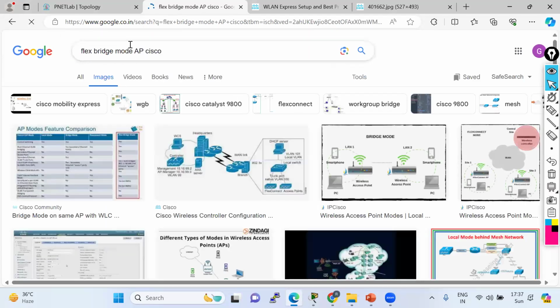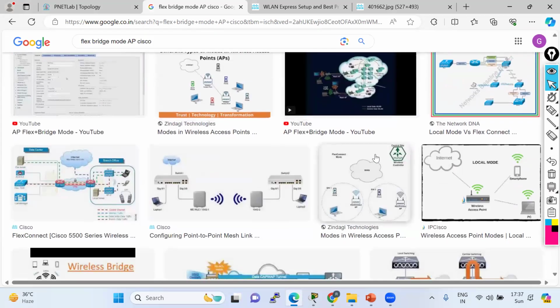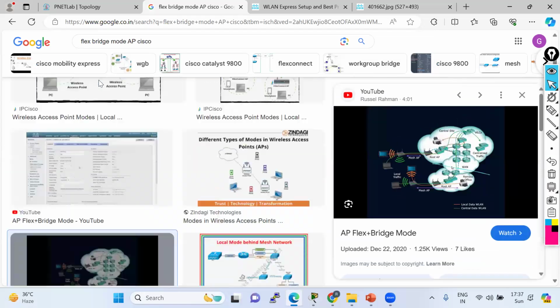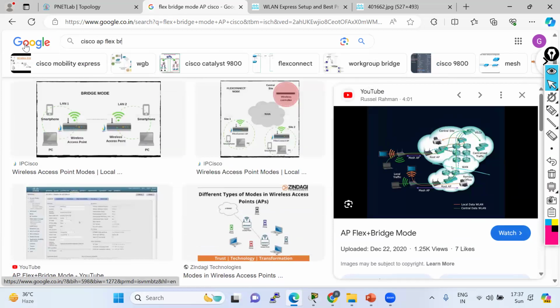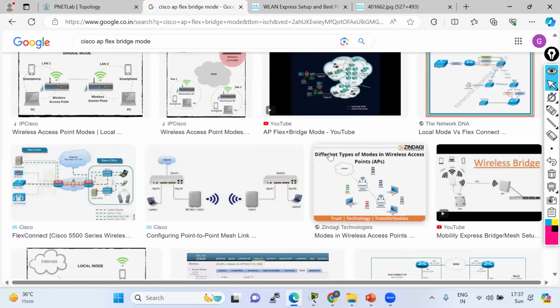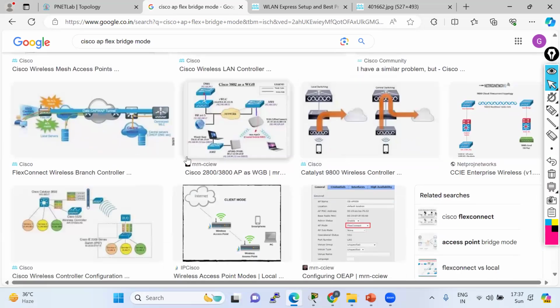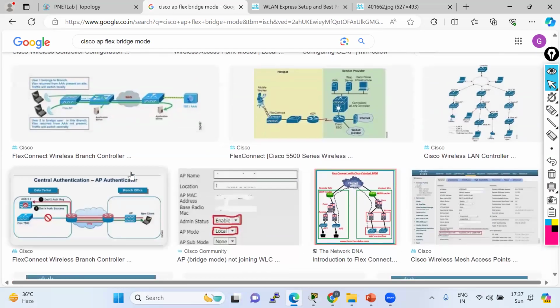I have some diagrams. Local mesh, so there's a full mesh network. They want to communicate. Cisco AP flex bridge mode. So you can see these are the buildings they connected. I have some diagrams where we can have multiple networks in the same campus and they just want to communicate in different locations, then it is going to be flex bridge mode. Just give me one second, guys. Just hold on.